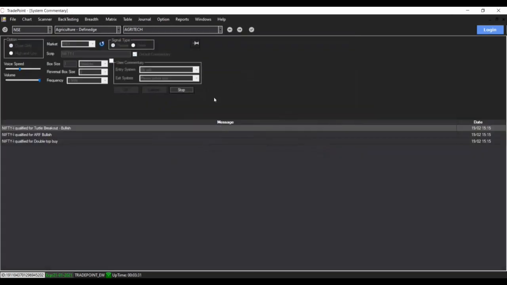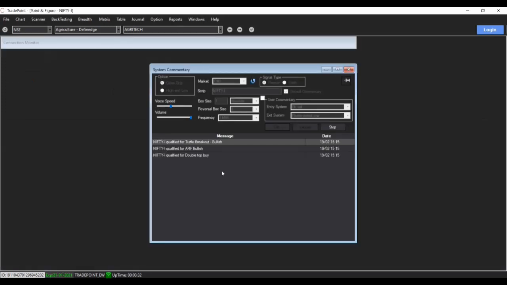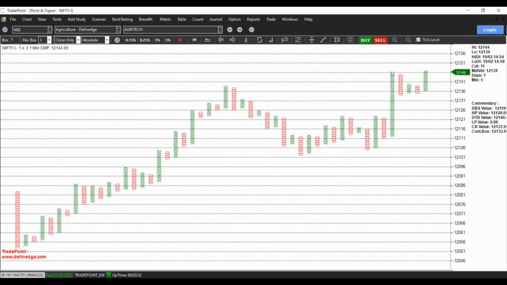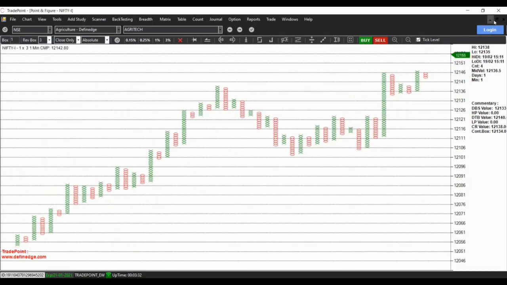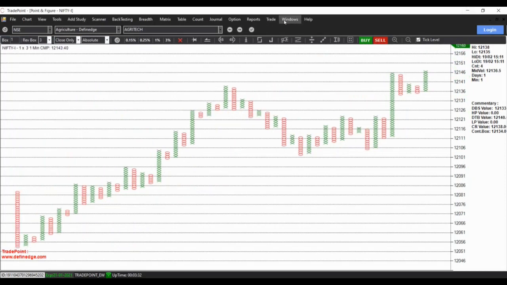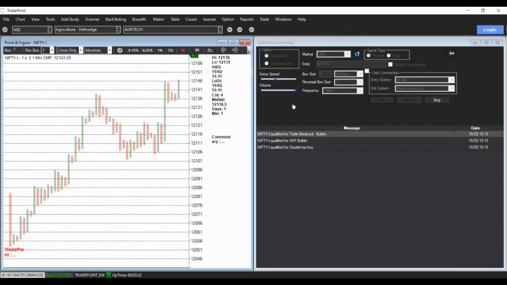INARF bullish and turtle breakout bullish. Right, so it can tell you the patterns which you otherwise may not notice. See, this is like turtle breakout also and ARF also. So these are the patterns which you may not immediately notice. You can change the voice speed and volume speed from here. Qualified for double top buy and ARF bullish and turtle breakout bullish.